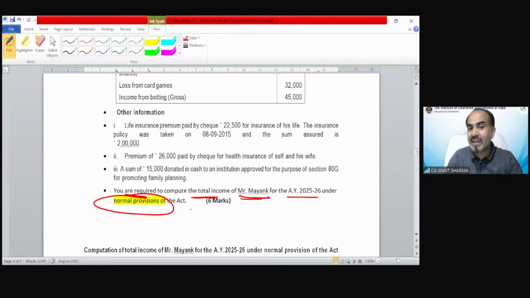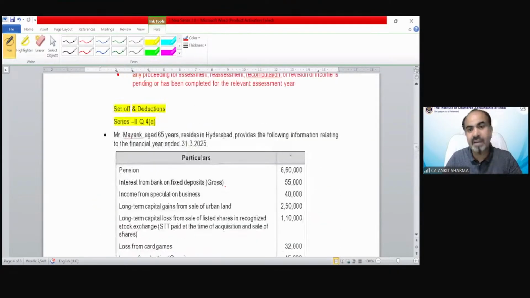So the question clearly said that you have to solve this question as per normal provision of the act. And you can see this kind of question could be asked for 6 marks in the examination. Now the time comes where we need to solve the question properly, because this question relates to set off losses concept.